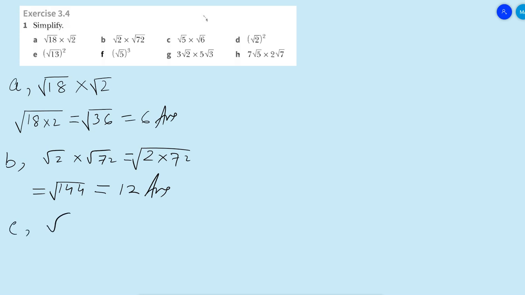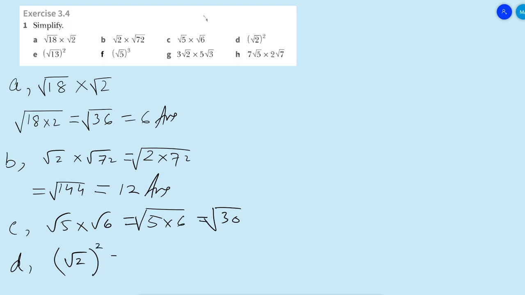Part C: root 5 multiplied by root 6. Again, 5 into 6 under one root, one radical sign, is 30. The square root of 30 is a decimal, so there is no need to convert root 30 into a decimal. This is our final answer. Come to part D. Part D is root 2 squared. There are two methods. The first method is, if you have a square root with a square, you can directly cancel them. 2 is the answer. The second method is to write root 2 into root 2. Then root 2 into root 2 is root 4, and root 4 is 2. So whatever method you like, carry on.